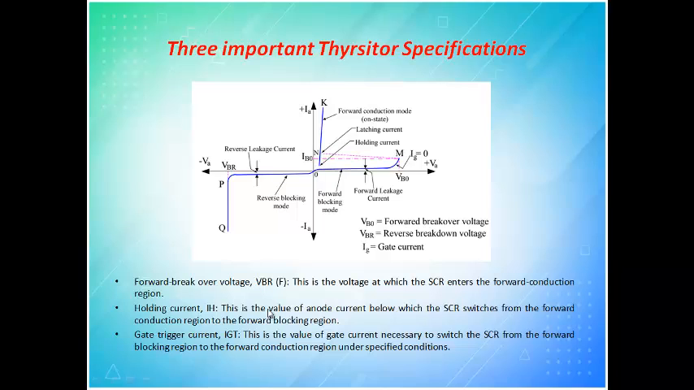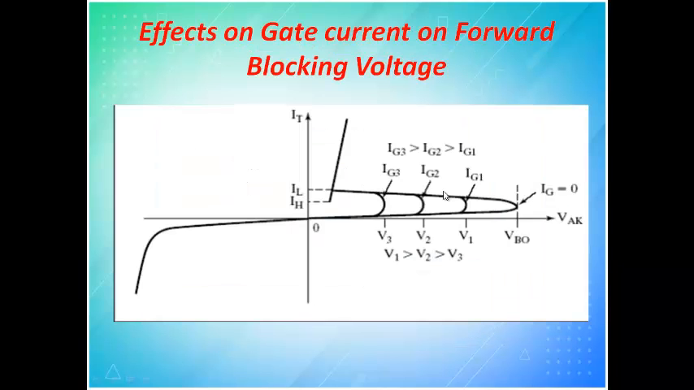Then gate trigger current, which is IG. If I trigger at a lesser value of voltage itself, the device will get turned on. Here we have drawn only for IG equal to 0. If I increase the gate current IG, it will turn on at this instant itself, and if I keep increasing my gate current, I will be able to turn on the device at a very low voltage. This is when IG is equal to 0, and this is when IG increases further. So an increase in gate current will decrease the voltage at which the device gets turned on.